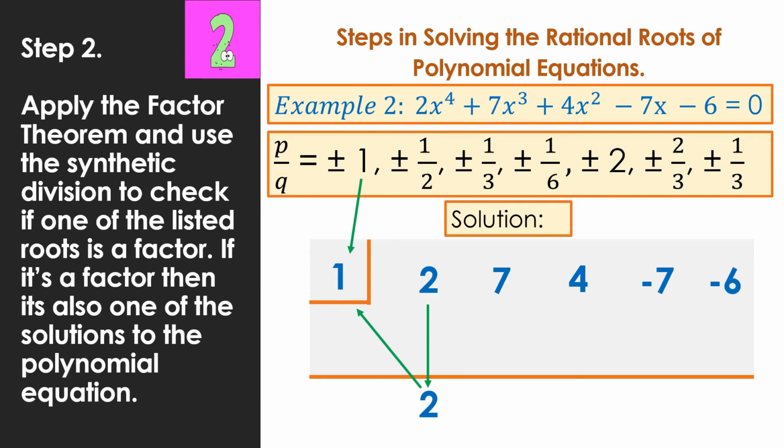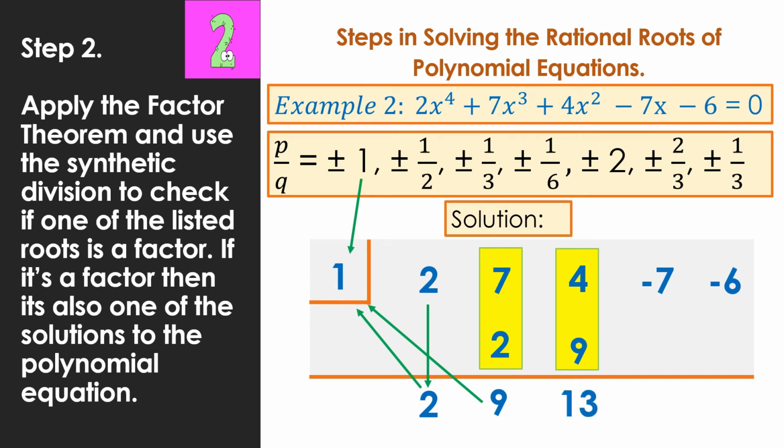Carry down the first number in the row, which is 2. Then multiply by the root. So 2 times 1 is 2. Write it down on the second column. And then add down the second column. 7 plus 2 is 9. Then 9 times 1 is equal to 9. Write it on the third column. Add down the column. 4 plus 9 is equal to 13. Then 13 times the root, which is 1. So 13 times 1 is equal to 13. Write it on the fourth column.